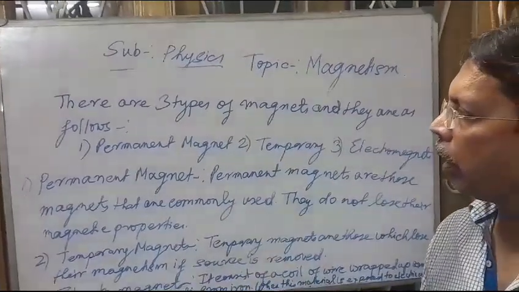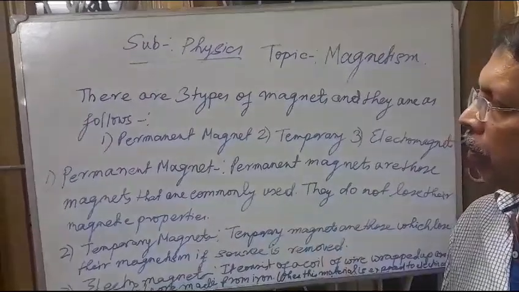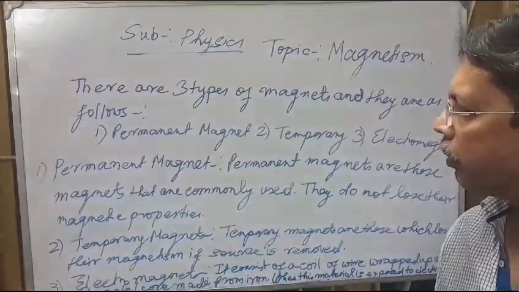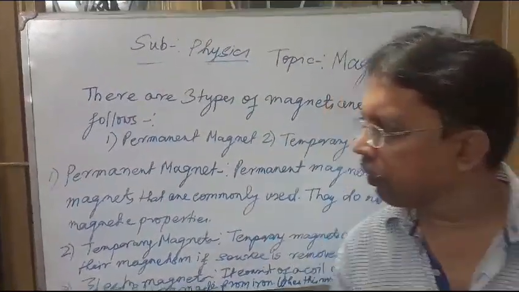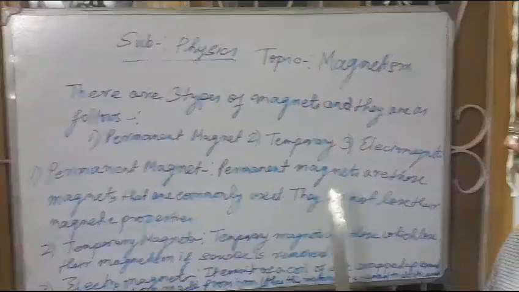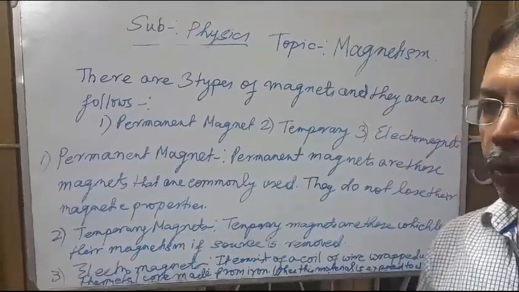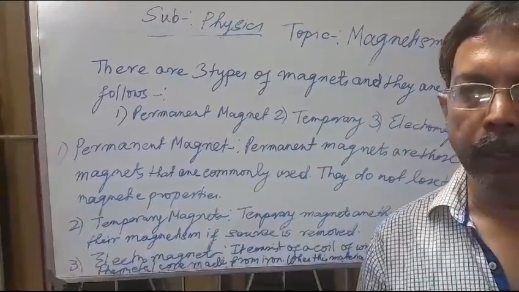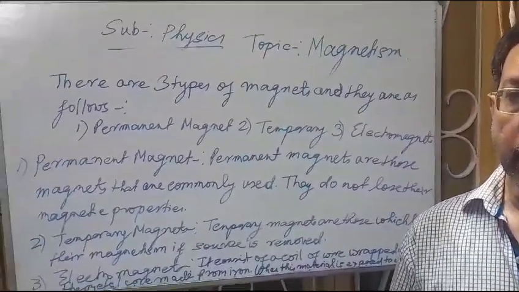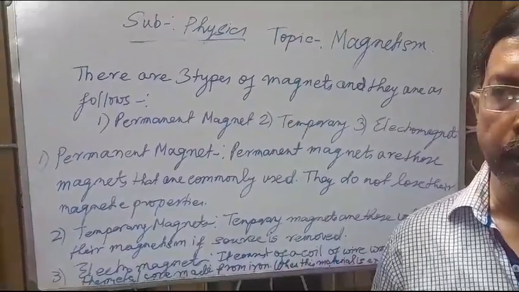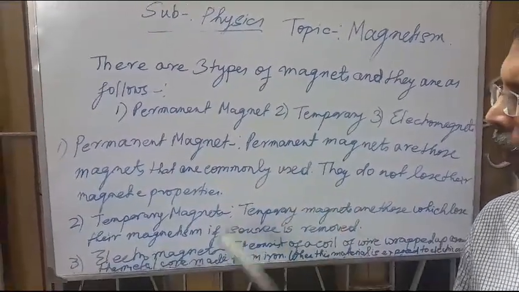Now I am discussing the different types of magnet. First one is permanent magnet, second is temporary magnet, and the third one is electromagnet. Permanent magnets are those magnets that are commonly used. They do not lose their magnetic power. If they are beaten or hammered, they do not lose their magnetic power.